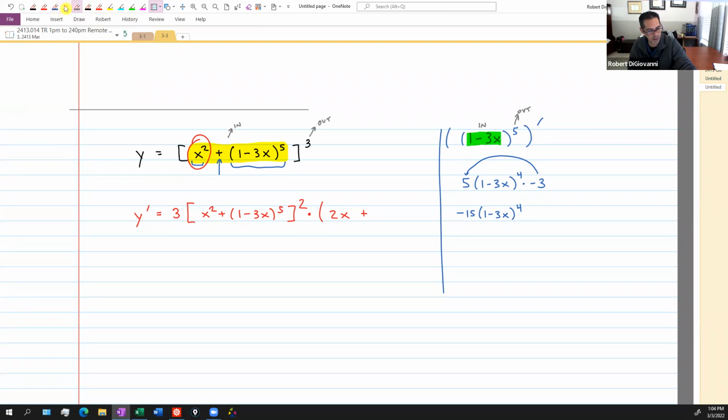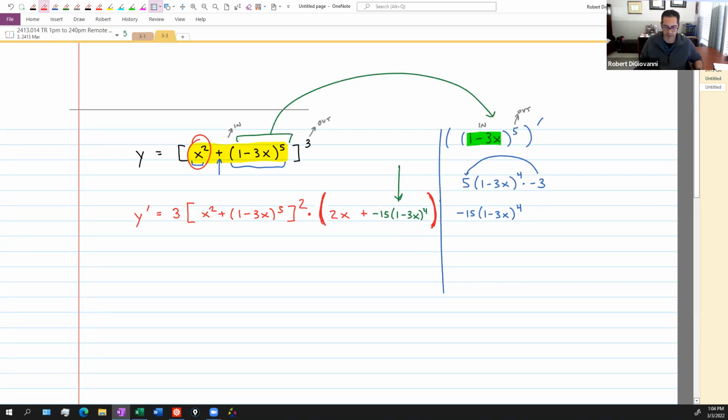That is the derivative of this piece right here. I did that there. And so that's going to be going right here next to that plus symbol, negative 15, 1 minus 3x to the 4th. But remember, I have to close off the parentheses here. So that's it. That's without any algebra cleaning up or anything. That's just the raw derivative. Is that enough, or was there something else I needed to clarify? Make sense?